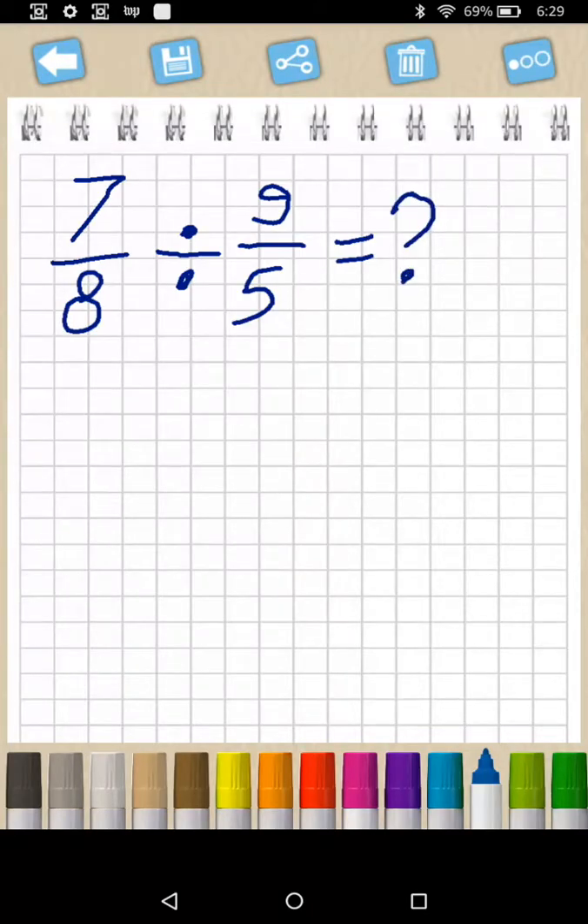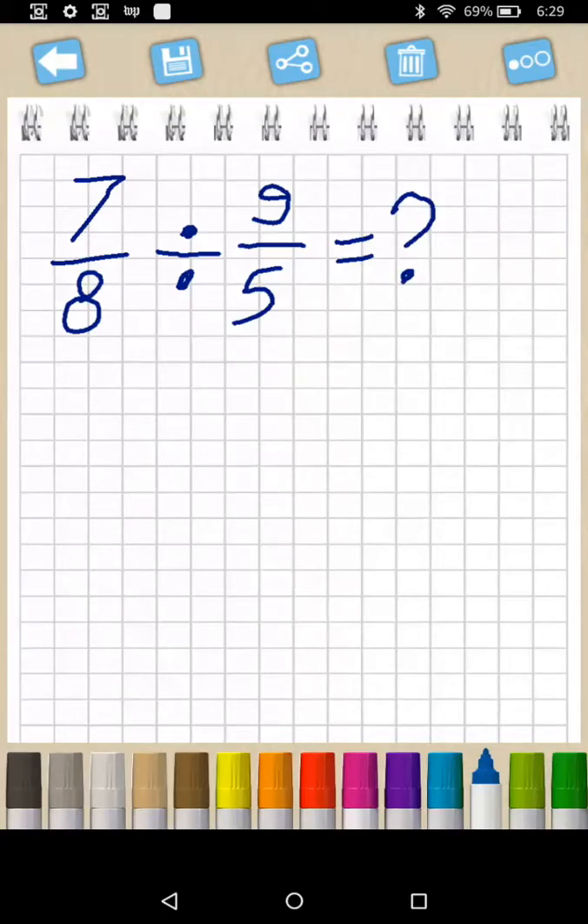Alright, this problem is kind of hard for a lot of people, even me sometimes. Dividing a fraction by another fraction, even multiplying a fraction by another fraction isn't easy. So dividing a fraction by another fraction is the same as multiplying by the inverse of that fraction.